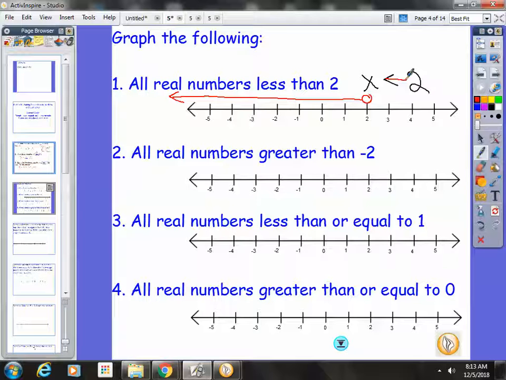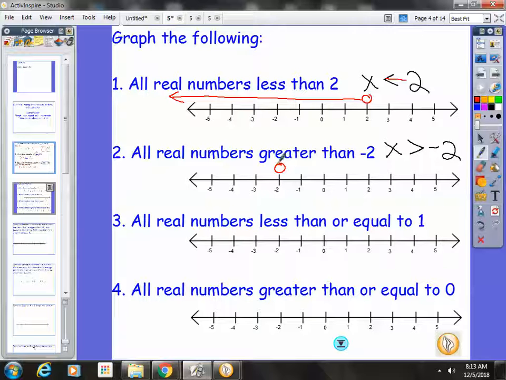Look at number 2. I want to graph all real numbers that are greater than -2. Let's write what that's going to be. All the real numbers greater than -2. So on this graph, would you use an open or a closed circle? An open circle. So at -2, please put an open circle.